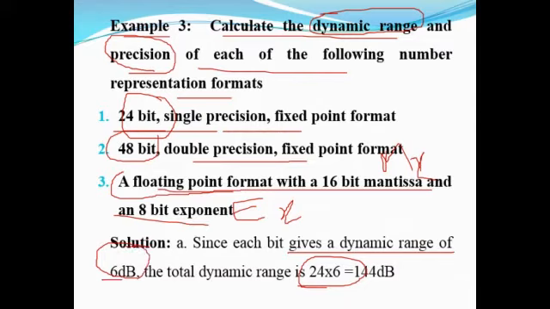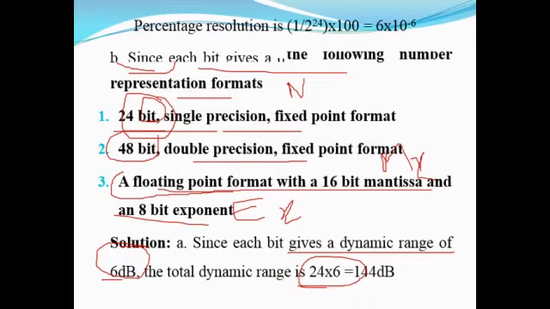So 24 is the number of representation bits. The number of bits which are represented is 24 bits, so n will be 24. If I assume the value of n is 24, then it is 24 into 6, which is 144 dB. So that is for the first single precision fixed point format representation.